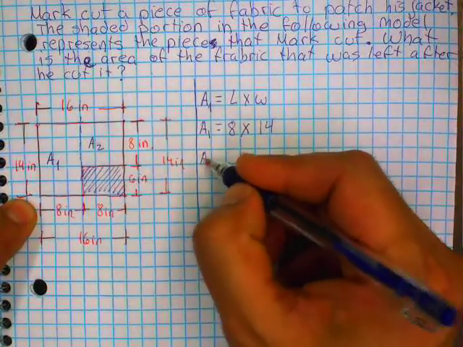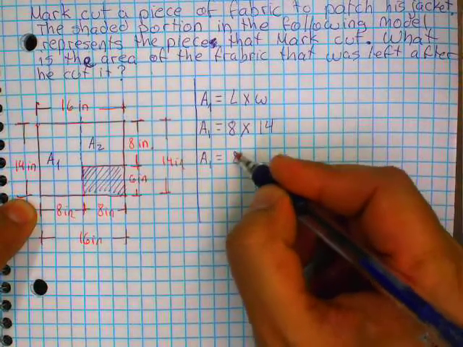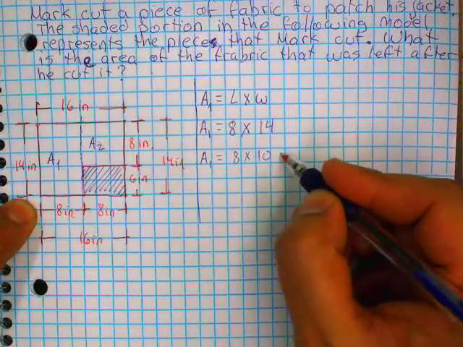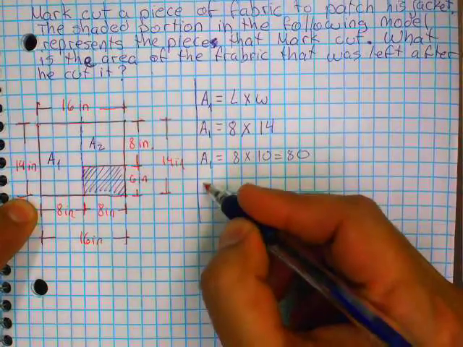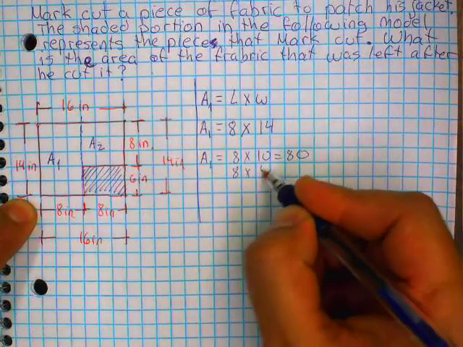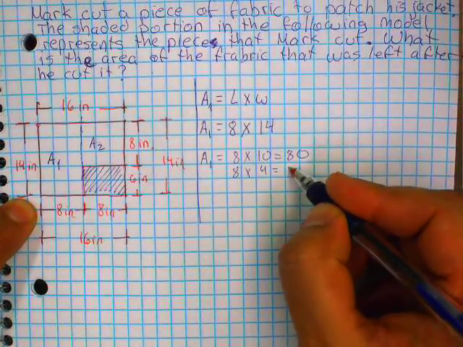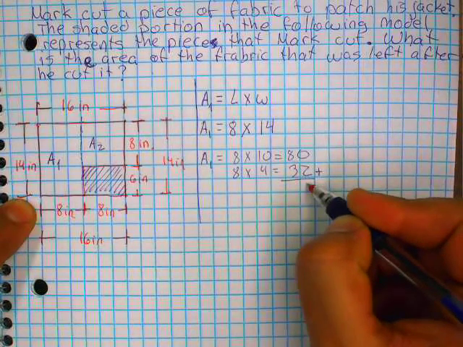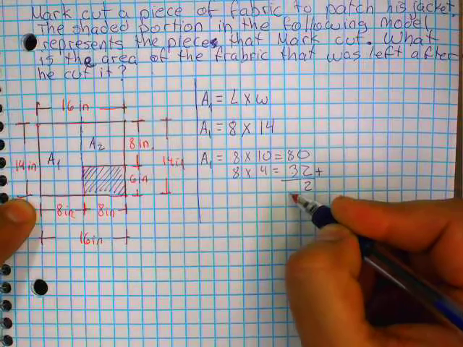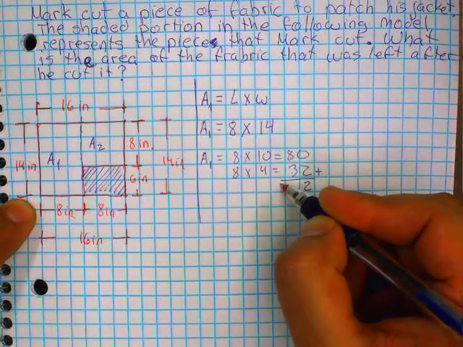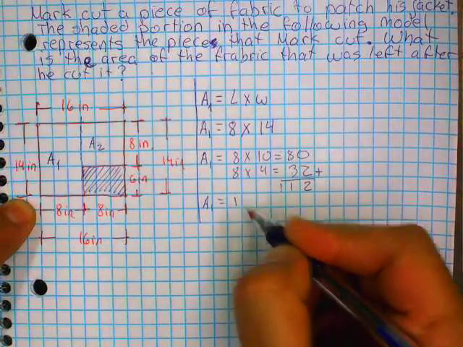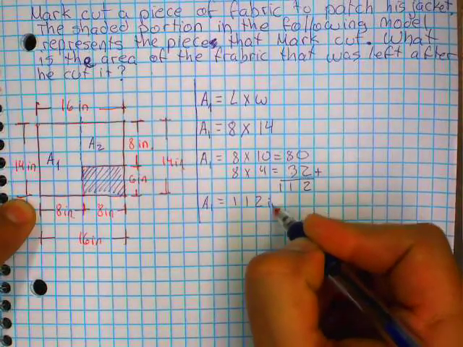So area 1 is 8 times 10 is 80. And 8 times 4 is 32, and 80 plus 32, 2 and 8 plus 3, 11. So area 1 is 112 square inches.